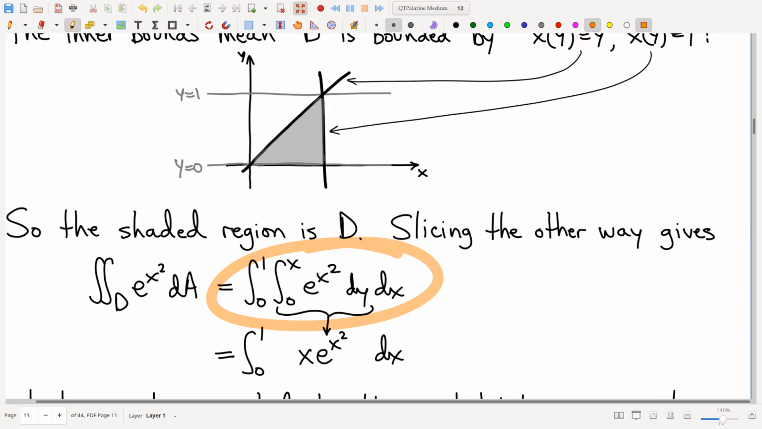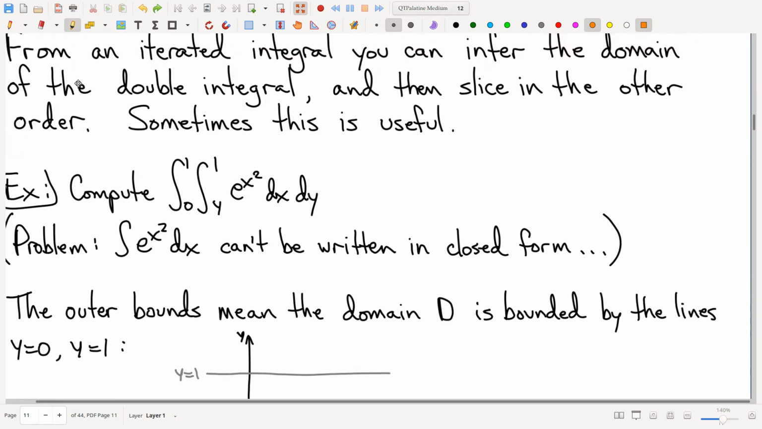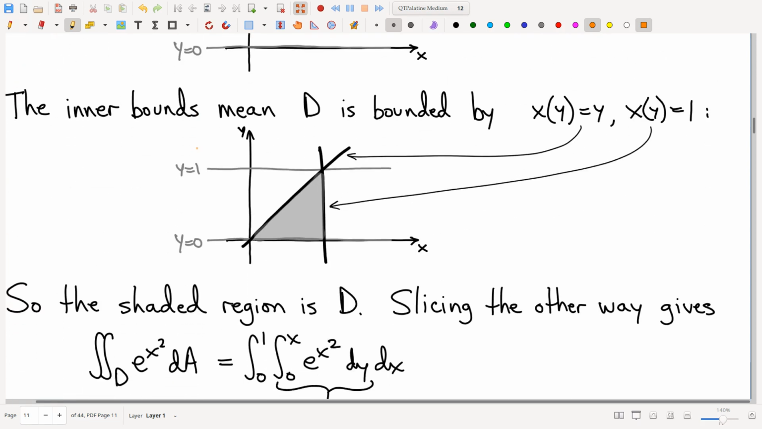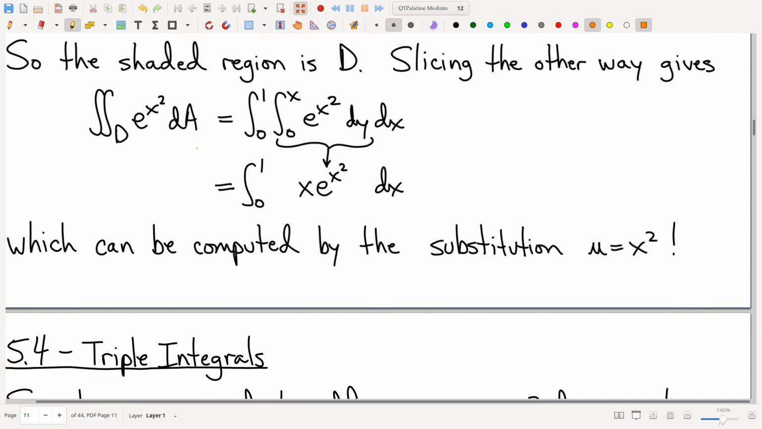Now, why would we ever want to do such a thing? I'll just make a quick reference to the fact that this integral here, this inside integral, is actually not possible. And so sometimes when you have an iterated integral, it's algebraically a problem. So this idea of switching the order of the differentials is just a way to turn one algebraic challenge into a different algebraic challenge.